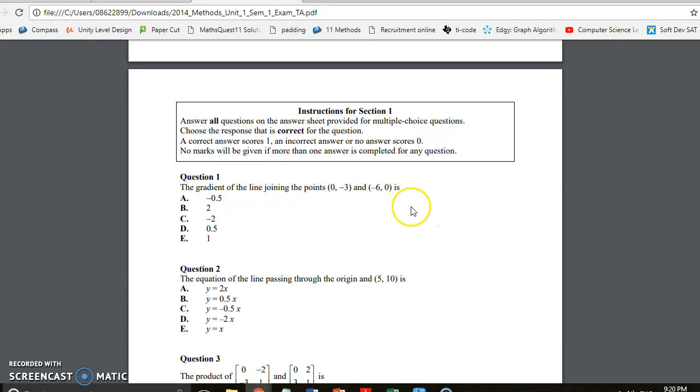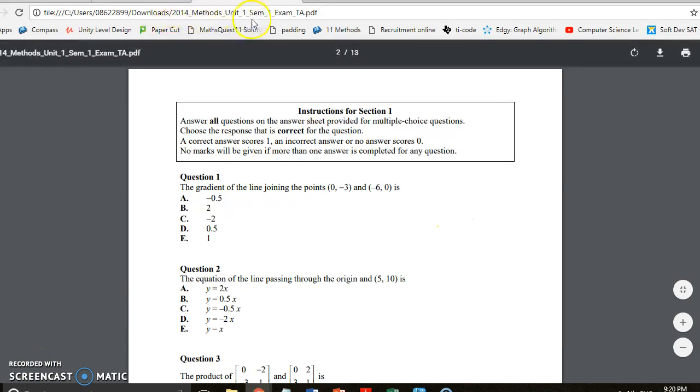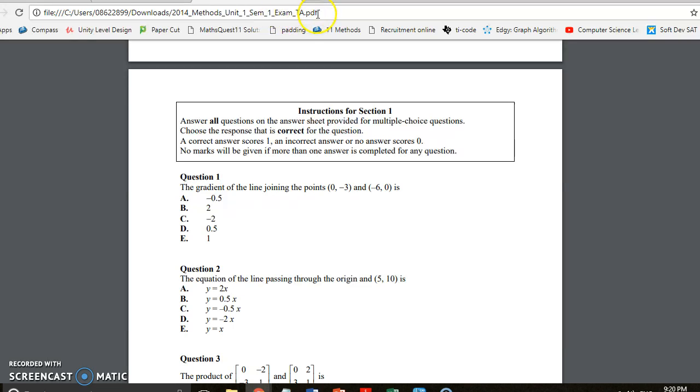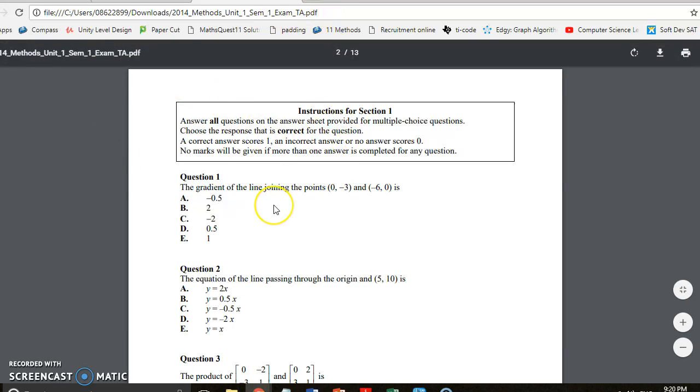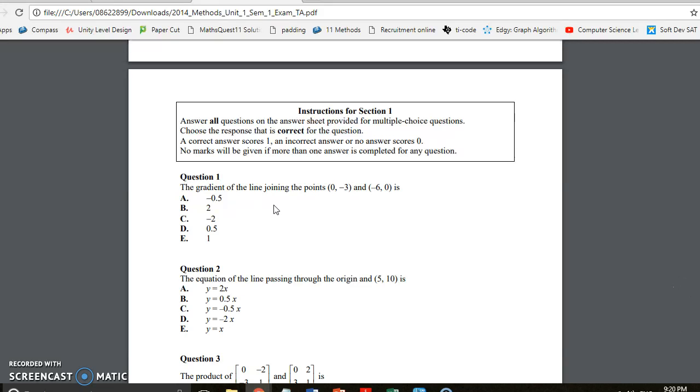Okay, let's have a look at the 2014 Unit 1, Semester 1 Technology Active Exam for Mathematical Methods. Once again, I'm going through the ones that I recommended on Compass. I don't know if there'll be any changes made to that. I haven't looked at this exam, so I'm pretty much going to go on the fly. Let's see what we can do.